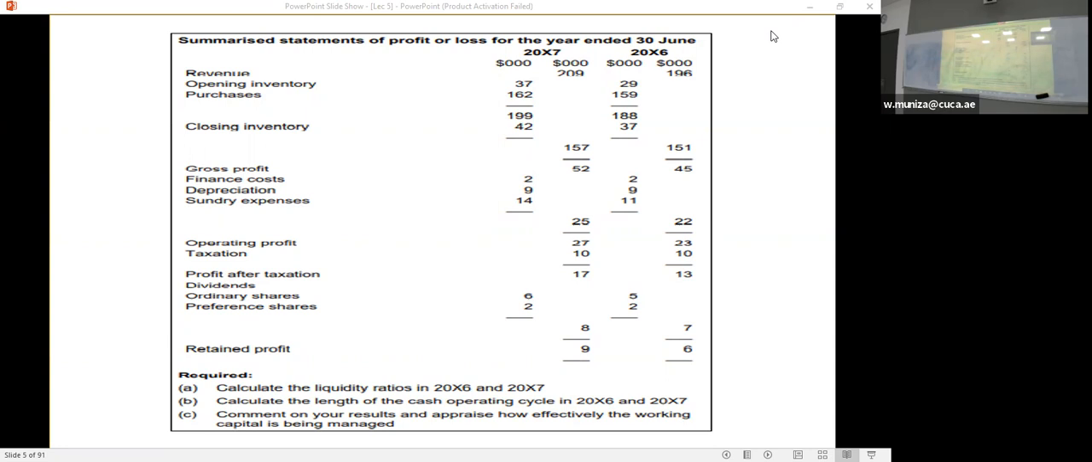After you can start with this. Calculate the liquidity ratios in 2006.